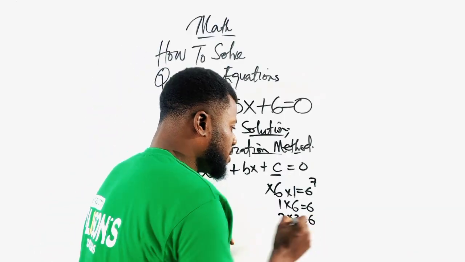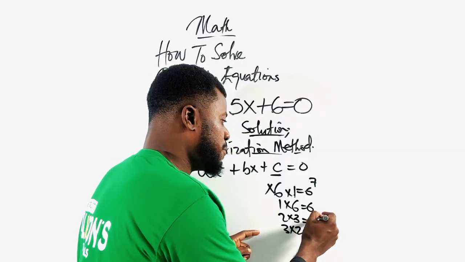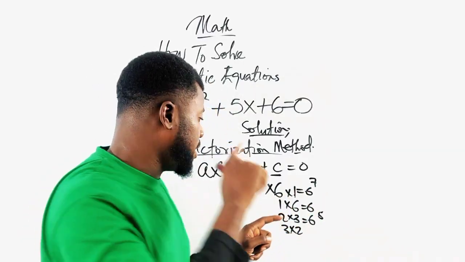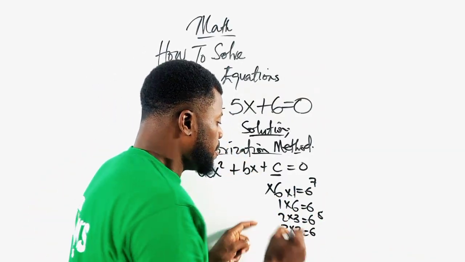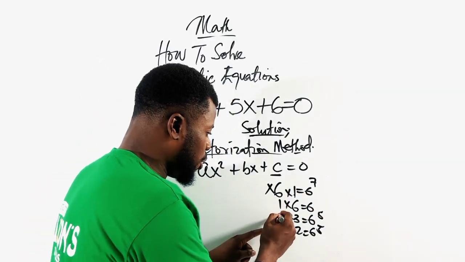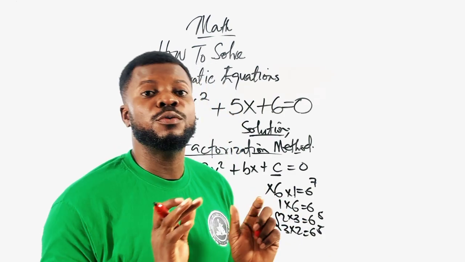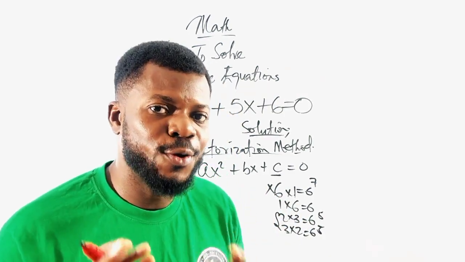2 times 3 will give you 6. But if you add 2 and 3, it will give you 5. Similarly, 3 times 2 will give you 6, but if you add 3 and 2, it will still give you 5. So it means say the option there for this place. Either you go choose this one or you go choose this one. Any of them you choose, you dey correct.